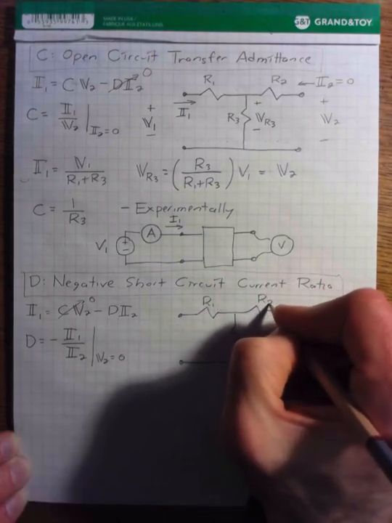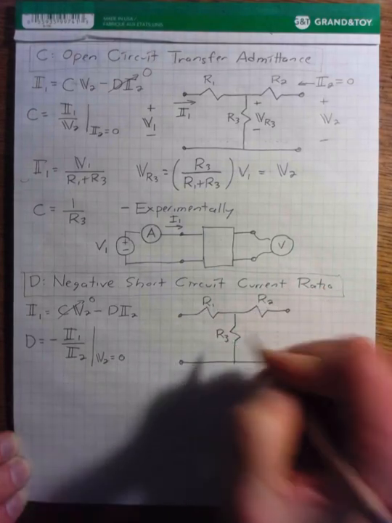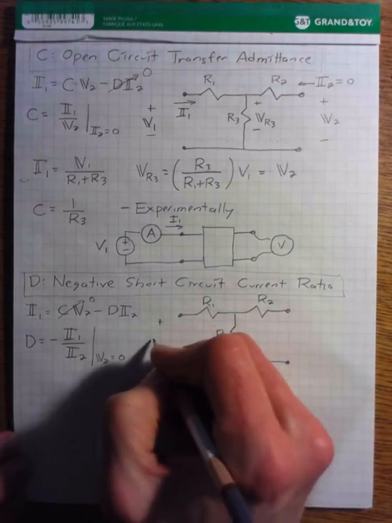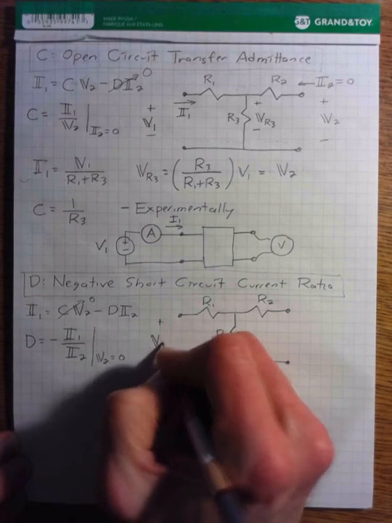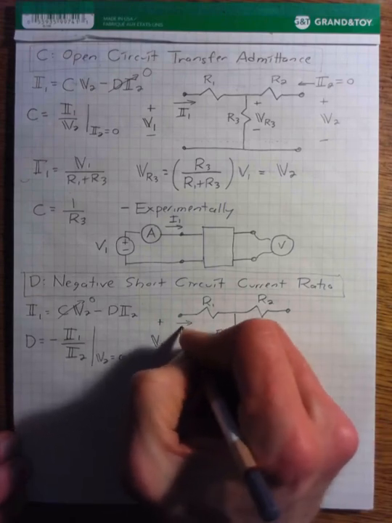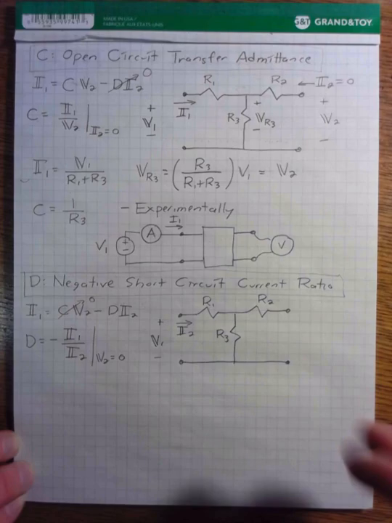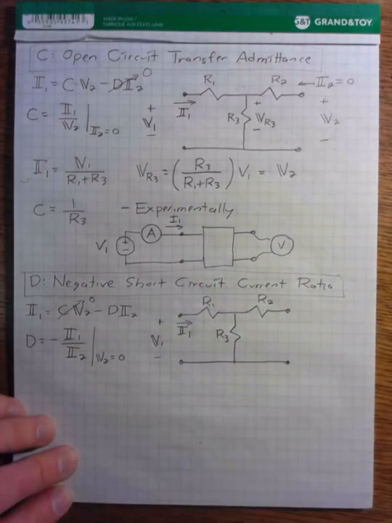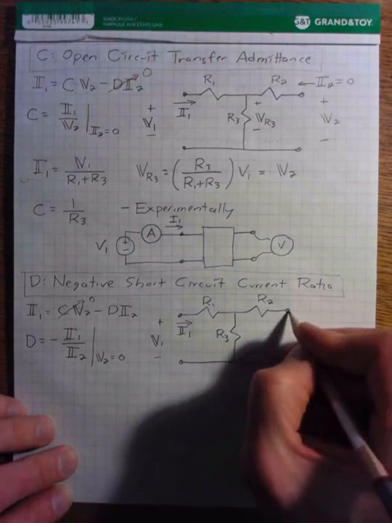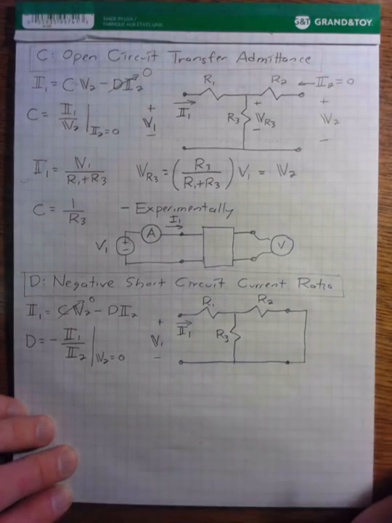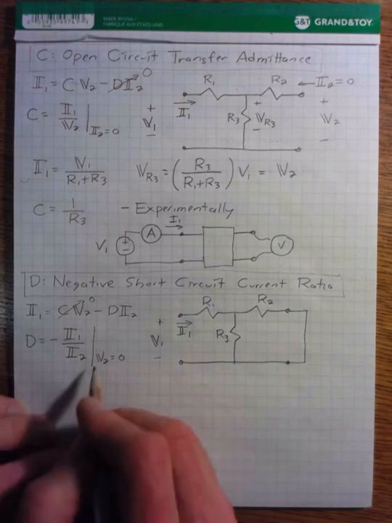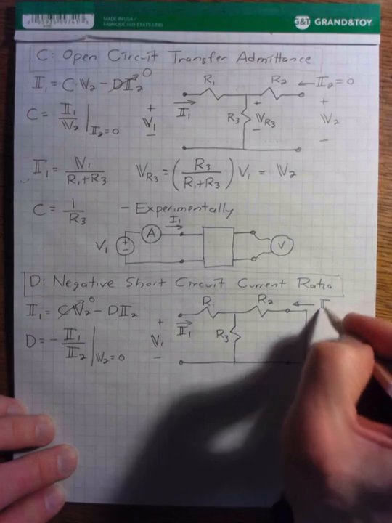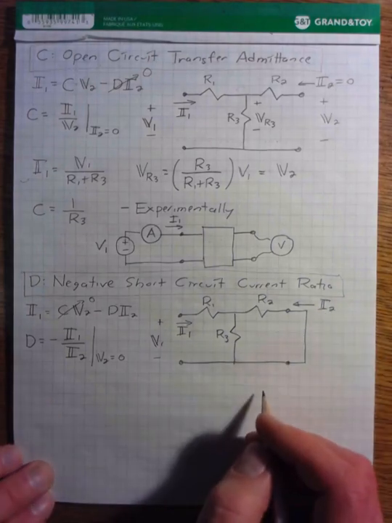R1, R2, and R3. V1, we've got some current flowing into port 1, whoops, should be I1, obviously. We short circuit our port 2 so that V2 is equal to 0. Then we also need to figure out the current I2 going into port 2.